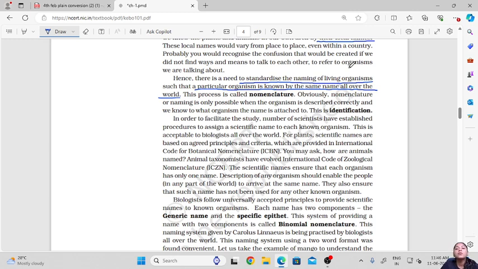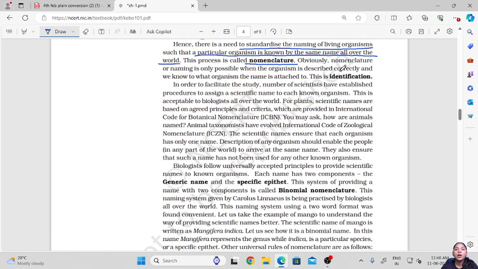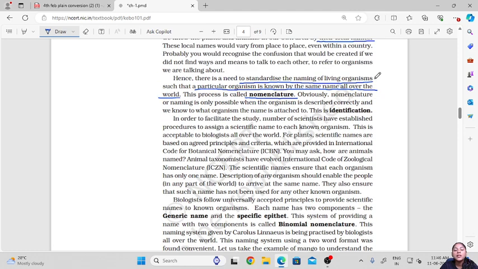Now this process of giving a standard name to all the organisms is called nomenclature. So nomenclature means the naming of organisms. Now this nomenclature process is only possible when the organism is described correctly. And this process of identification, or observing the characters of the organism, is called identification. Only if the identification of the organism is correct, we can name the organism correctly.